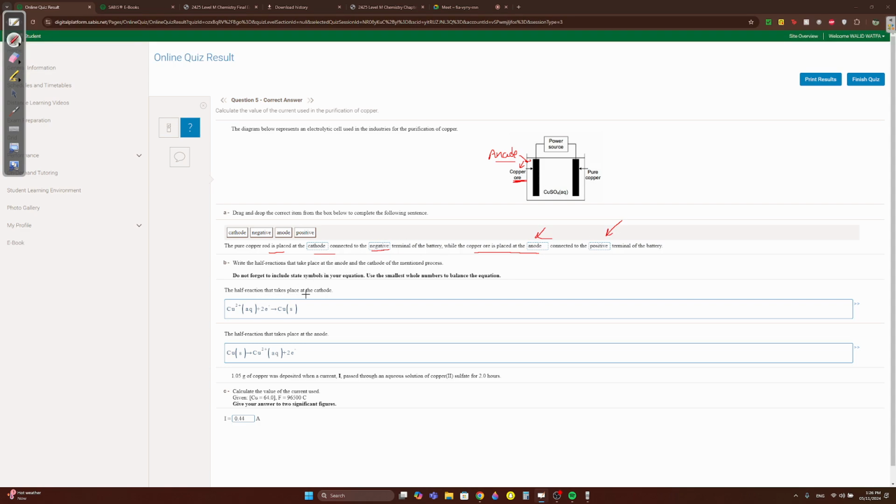Write the half reactions. The half reaction takes place at the cathode. Obviously, reduction. Reduction is gain of electrons. So Cu2+ will gain 2 electrons to produce copper solid. It was aqueous. Then at the anode, it's oxidation. Oxidation is loss of electrons. So Cu will lose 2 electrons to get Cu2+ aqueous.